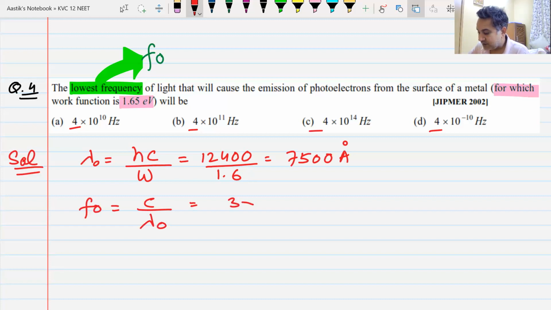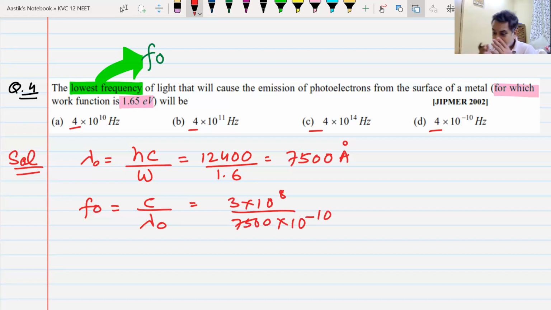c is 3 into 10 raised to the power 8 divided by 7,500 into 10 raised to the power minus 10. You basically have to find out the correct power. If you find out the correct power, it's just a case of doing the multiplication correctly. If you can do the multiplication correctly, you will end up with the correct answer. And the answer given in the sheet is 4 into 10 raised to the power 14 hertz. Did you get this? Okay, so that is the answer for the previous question.